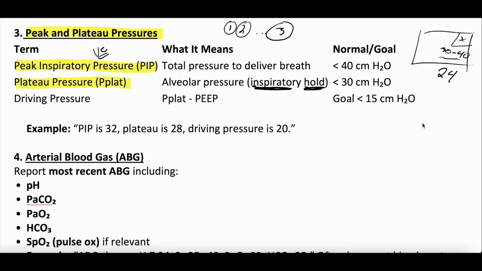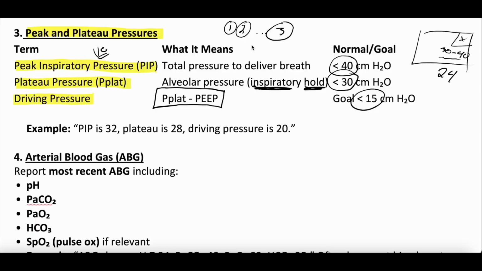The last pressure that can be important to document and to present, and this is really next level, is the driving pressure. We don't want to go into what exactly driving pressure is, but it is a surrogate for possible optimal PEEP, and the goal is less than 15. The goal plateau pressure is less than 30. The goal peak pressure, there's some variability here, but less than 40 is probably a reasonable number.